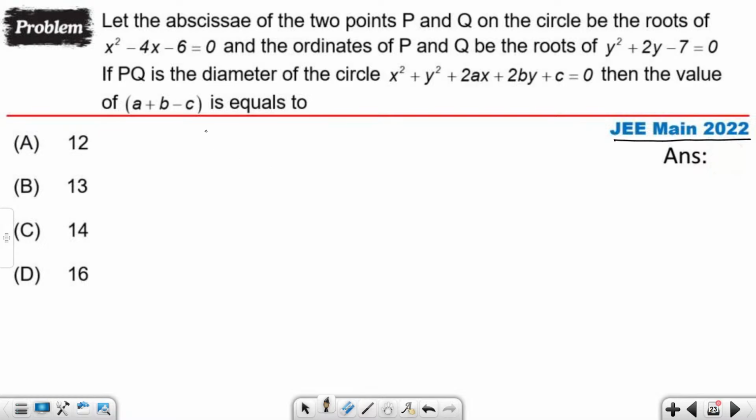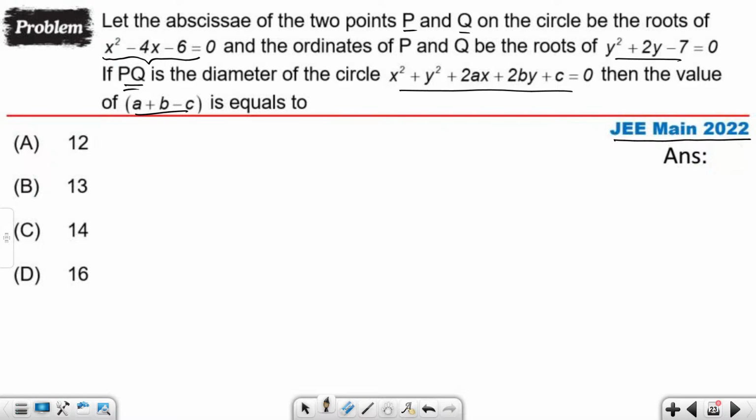They have said, let the abscissa of the 2 points P and Q on the circle be the roots of this. Listen to it carefully. The abscissa of 2 points P and Q of a circle be the roots of this. And the ordinates of P and Q are the roots of this. If PQ is the diameter of this circle, then find the value of this. This is the question that came in JEE 2022.